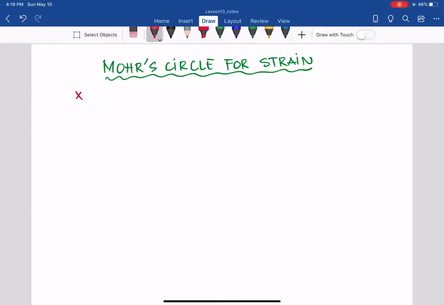It is analogous to stress that we learned in the previous class, and it allows determination of shear and normal strain on any plane.